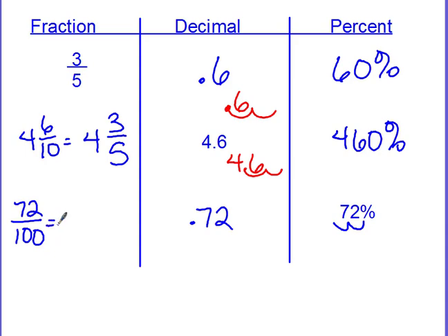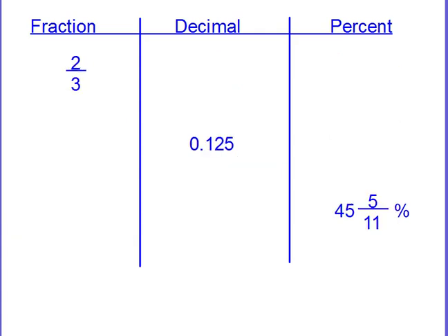We divide them both by 2 first, because that's what I see that I can divide them by. I end up with 36 over 50. I can still divide by 2, and I end up with 18 over 25. So let's look at a couple that are a little bit more difficult. Okay, some that may have some repeating digits in it.